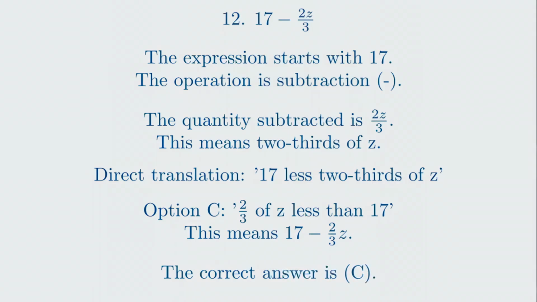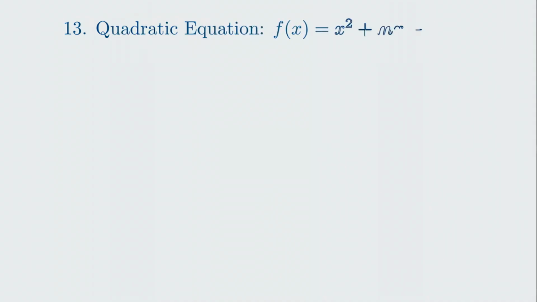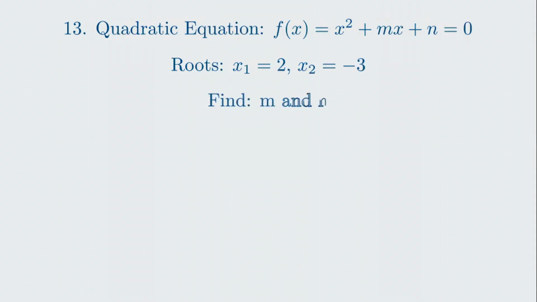Problem 13 is about quadratic equations and the relationship between roots and coefficients. We have a quadratic equation, x squared plus mx plus n equals 0. We're told it has two real solutions, or roots, x equals 2 and x equals 3. Our task is to calculate the values of the coefficients m and n. The objective is to apply the relationships between the roots of a polynomial equation and its coefficients.